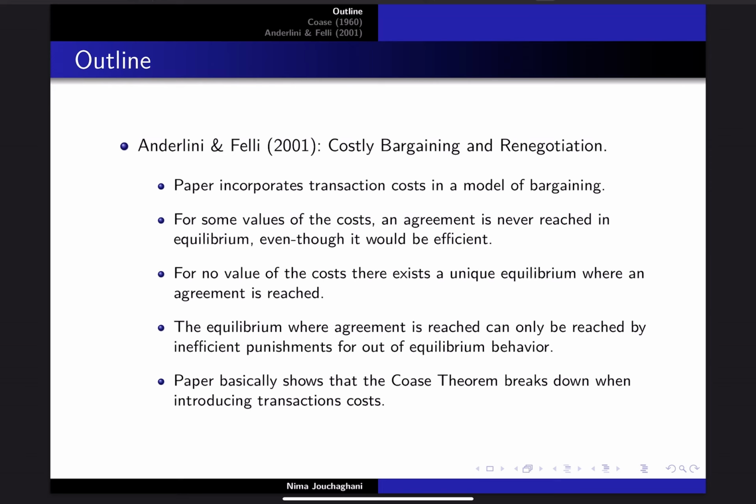And what this paper basically does, using all the arguments before, is show that the Coase theorem breaks down when you introduce transaction costs. The statement that the market can deal with externalities by bargaining over them, or using some other bargaining mechanism, and overcome the externality and still yield an efficient outcome, this paper is saying that this does not hold generally if you have transaction costs.